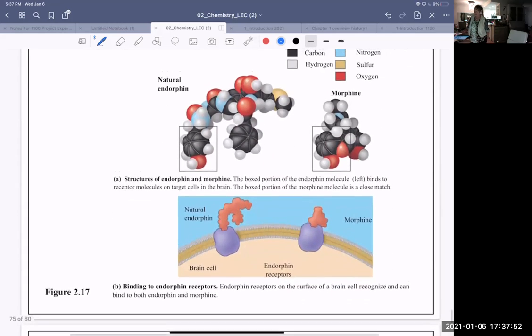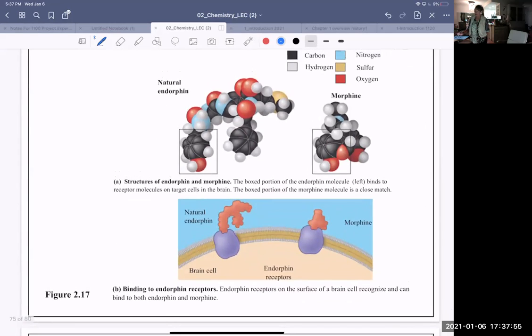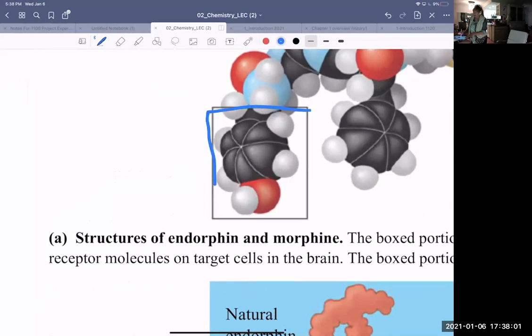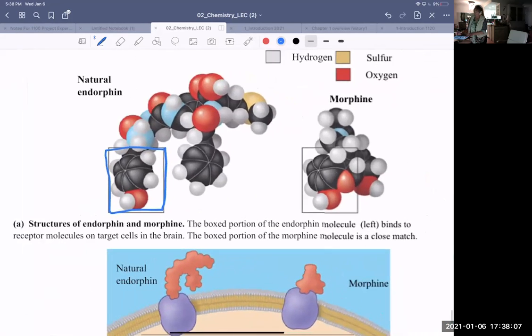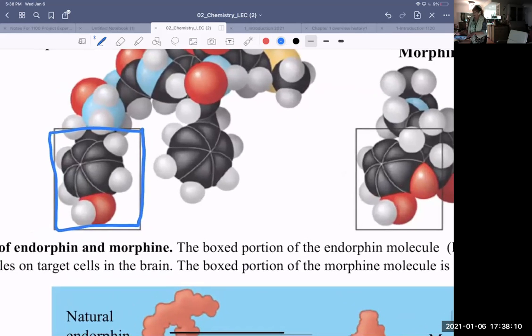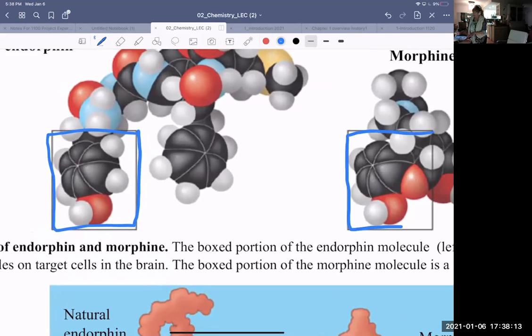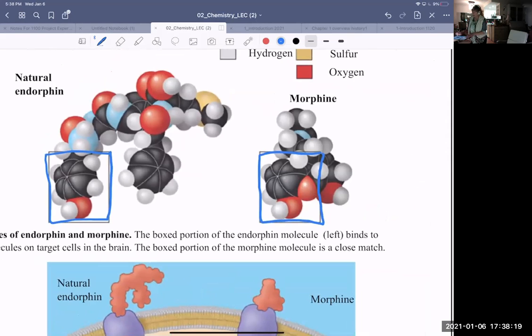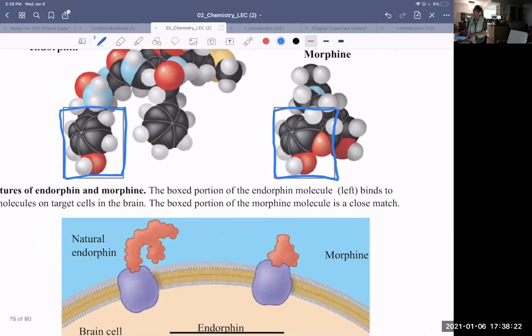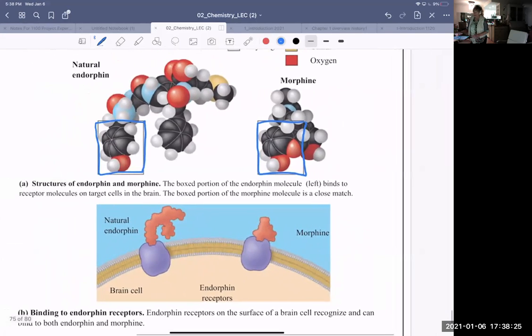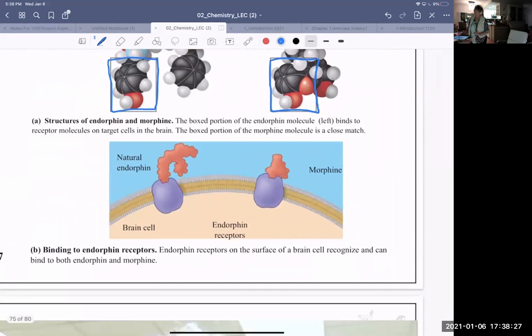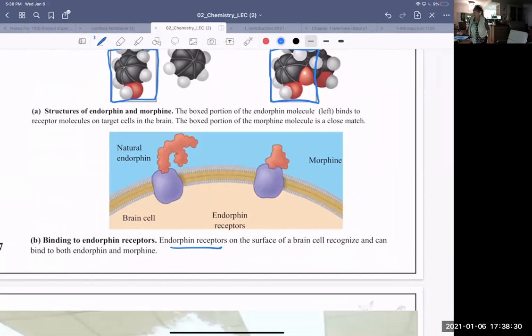So here are some specificities that are very interesting. This is your natural endorphins. And here is the part of that natural endorphin that binds to a receptor. And here is morphine, an opiate. Same shape. The molecule itself looks quite different, but it doesn't matter because that particular part of it that binds to a receptor will simply bind to the same receptor. So endorphin receptors on the surface of a brain cell recognize and bind to both.